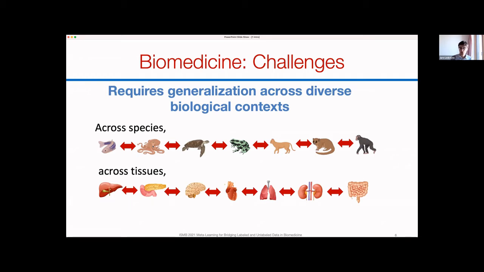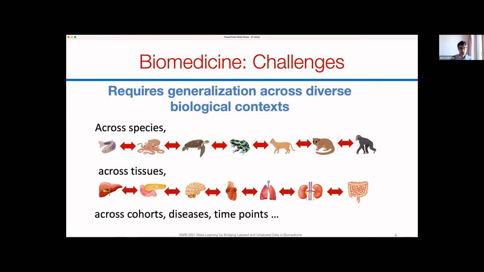Maybe we have labeled data for brain, heart, and lung, but we would like to generalize to unlabeled data that we get, I don't know, from the colon or from liver or some other human organ. So this is hard and very hard to do with traditional machine learning methods, right? So we want to generalize across species, across tissues, across cohorts, diseases, and time points.